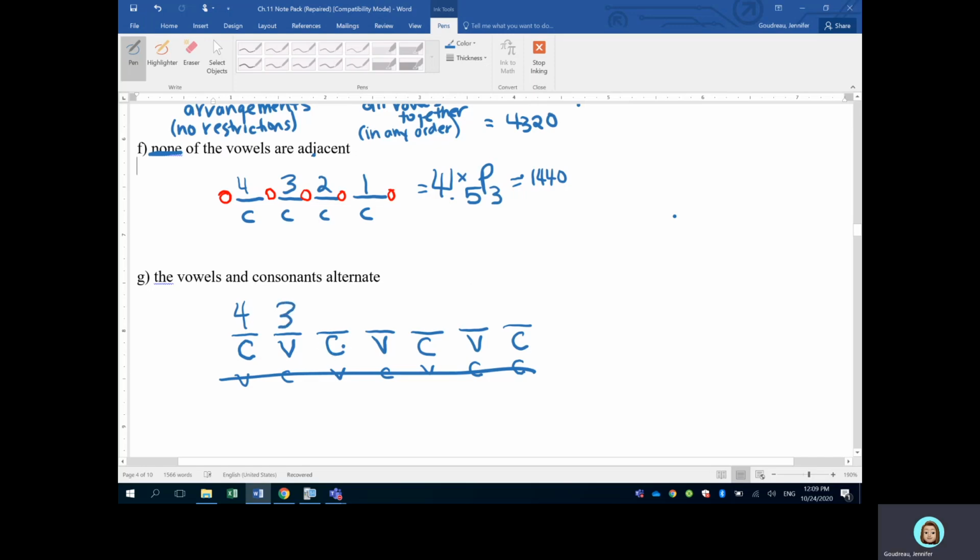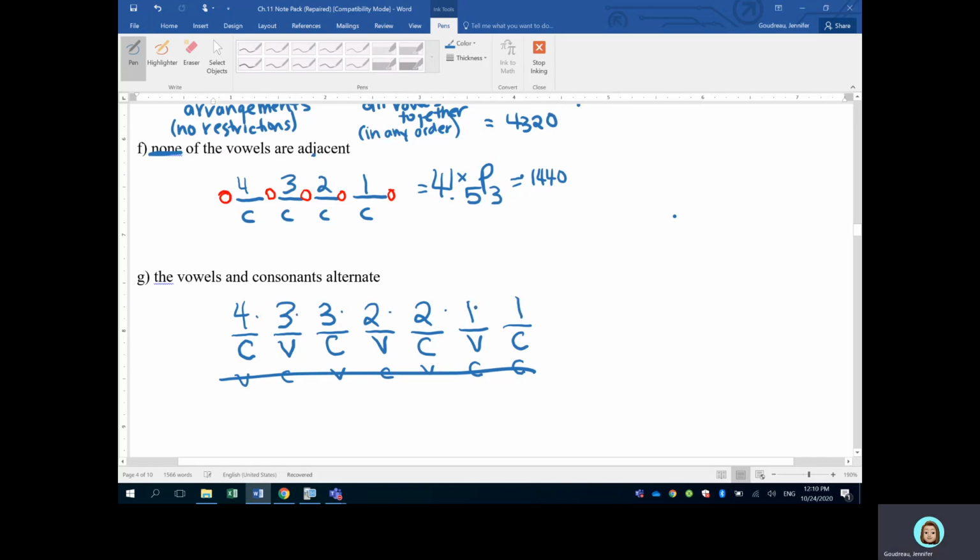For the second consonant, I've already used up 1 in the first blank, so I only have 3 choices for this blank. For this vowel, I've already used 1 up in the second blank, so 2 choices here. For the third consonant, I only have 2 choices left. For the third vowel, I only have 1 choice left. And for the last consonant, 1 choice.